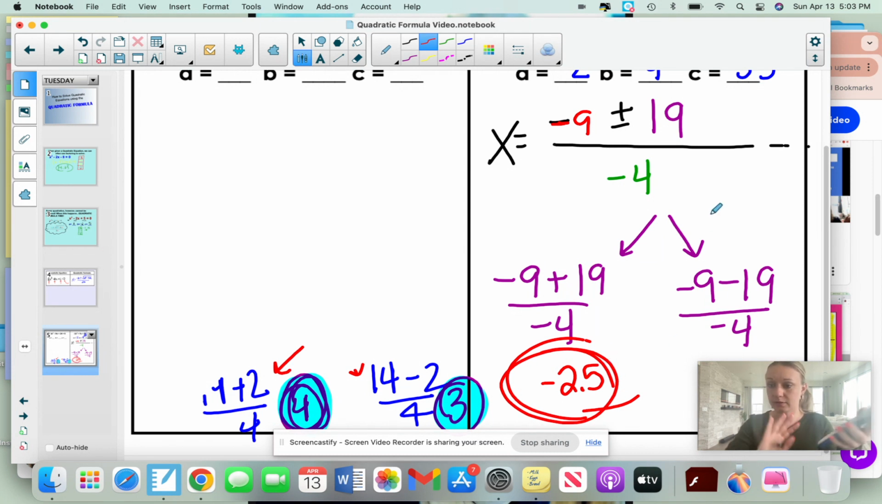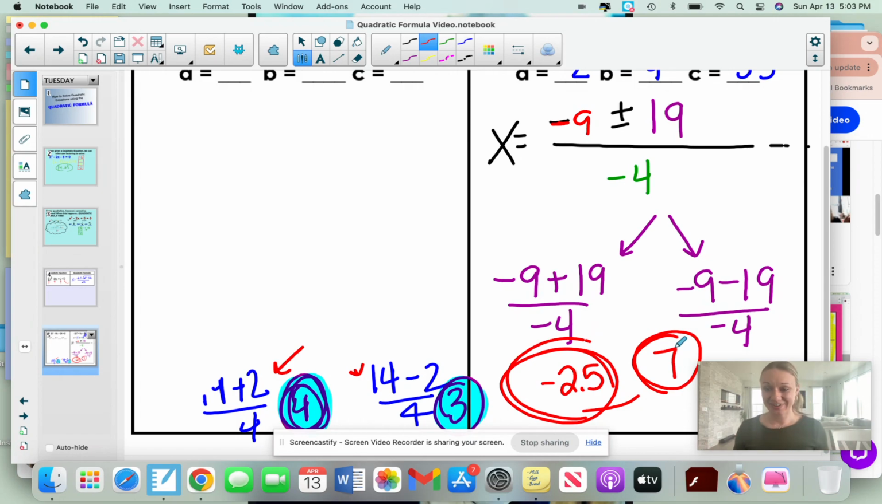For my other case, clear your calculator. -9 minus 19 is negative 28. And then if I wasn't sure, I didn't know things in my head, negative 28 divided by negative 4 is 7. So that is my other answer.